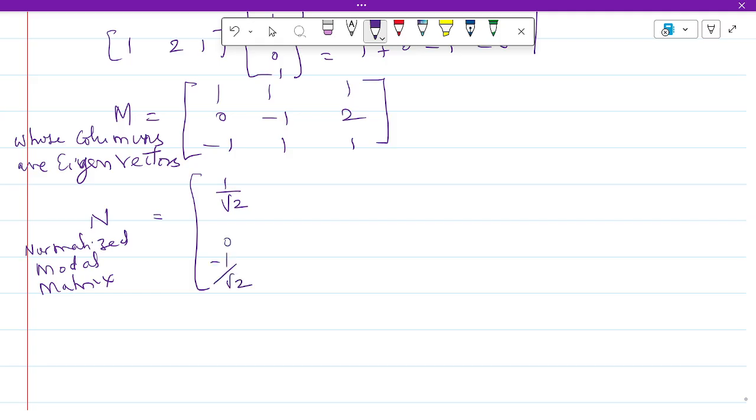Minus 1 by root 2. Okay, so here 1 by root 3, minus 1 by root 3, 1 by root 3, 1 by root 6, 2 by root 6, 1 by root 6. Okay.